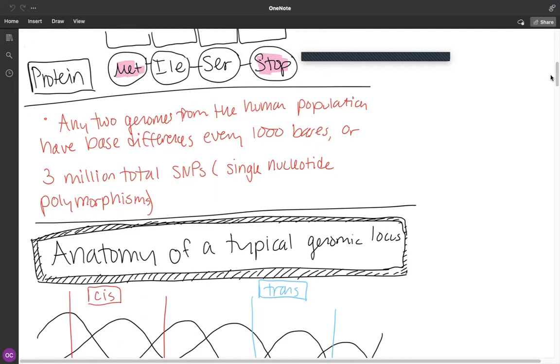More things to keep in mind. So any 2 genomes from the human population have base differences every 1,000 bases, or we would call those single nucleotide polymorphisms, SNPs. So 3 million total, which is a lot, but there is degeneracy in the genetic code. Remember that big table with the nucleotide sequences corresponding to amino acids. You could have several different codons that would translate to the same amino acid. And that's important as we go on and talk about mutations.